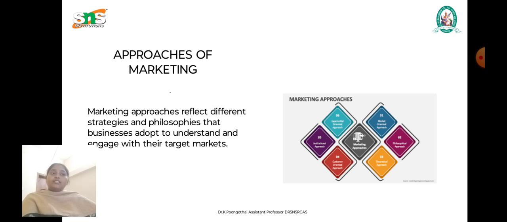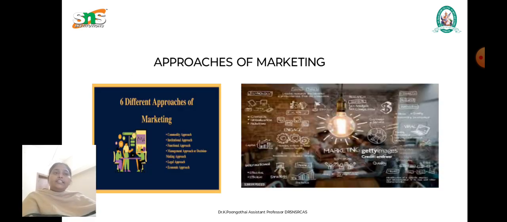The next approach is the functional approach. It includes every function of management that is undertaken in the business or marketing of our product. Next, we have the decision making approach, which is the most important approach. Each and every level of management has to take the correct decision, and only then will it make us successful.